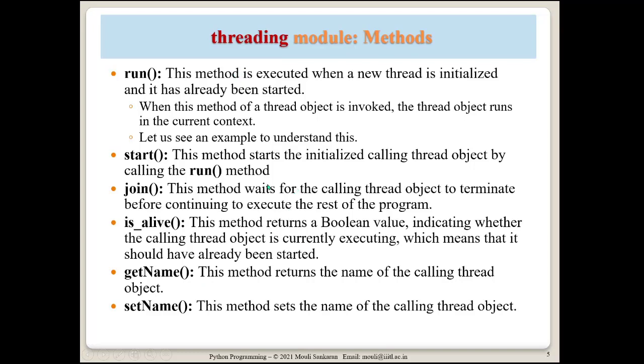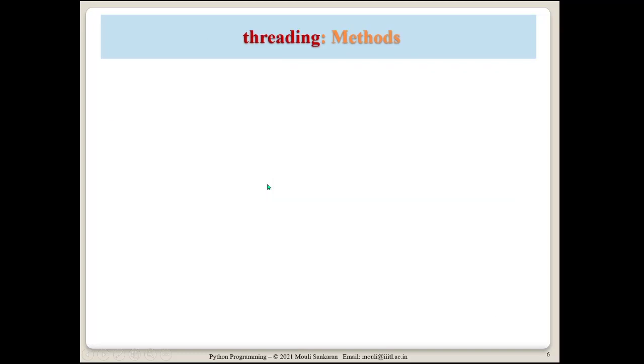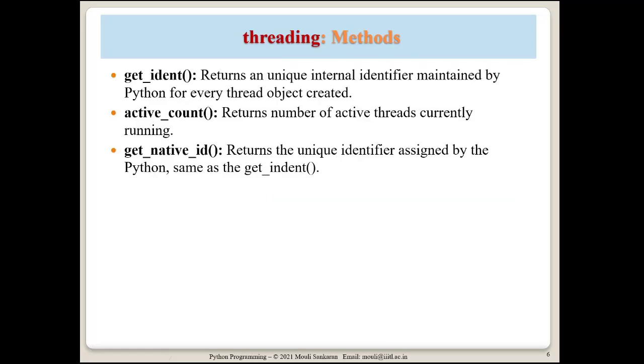So these are the functions which we will see now, and apart from that, there are some more which I will explain. Then we can see the example. Get identifier. This is an identifier. As I told you, Linux has a PID for every process ID. Python also maintains some identifier for every thread object, so you can get that using the get identifier method.